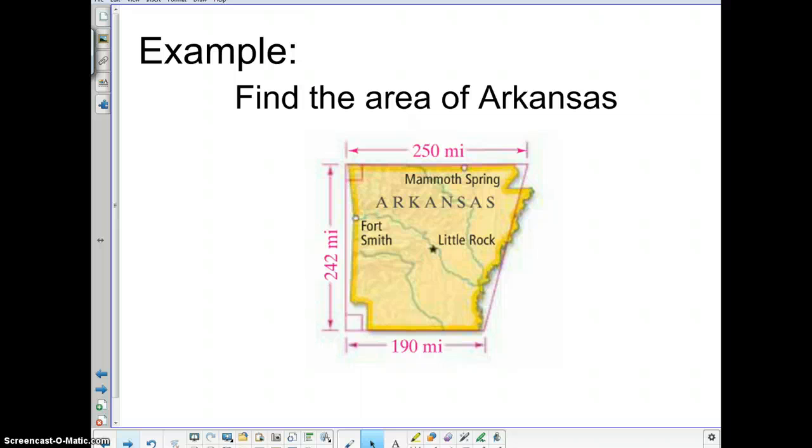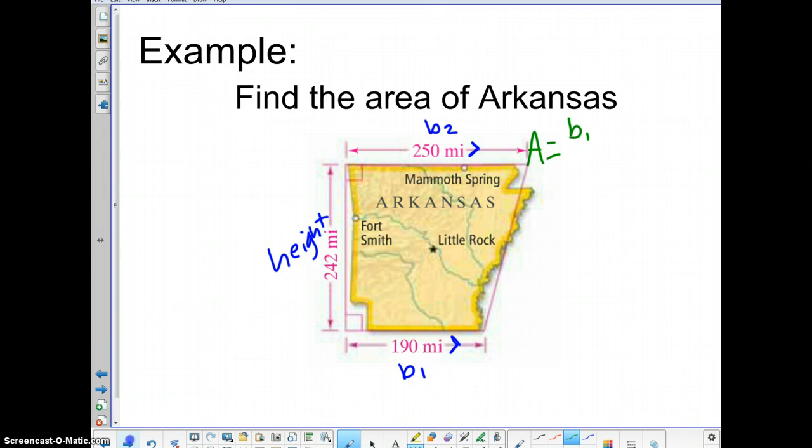Our first example here is finding the approximate area of the state of Arkansas. They give us some measurements here. This would probably be base 1 right there, and then base 2 would be up here, and then this would be our height right there, because these two bases are the ones that are parallel. So we have to find the area of the state of Arkansas by using our area formula for a trapezoid, B1 plus B2 over 2, and we're going to multiply that by the height.